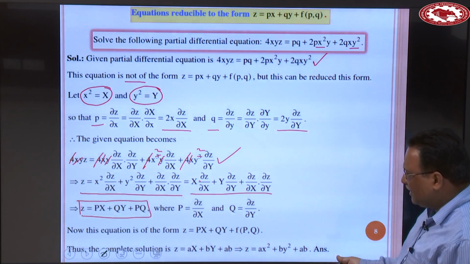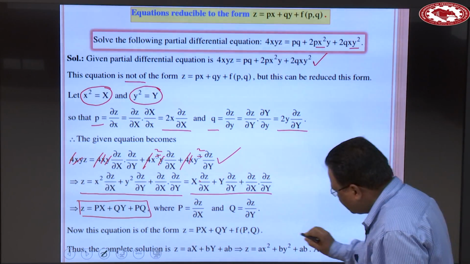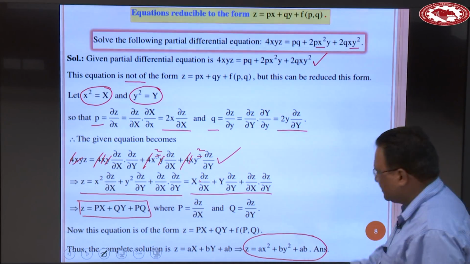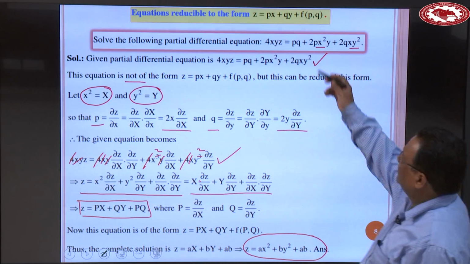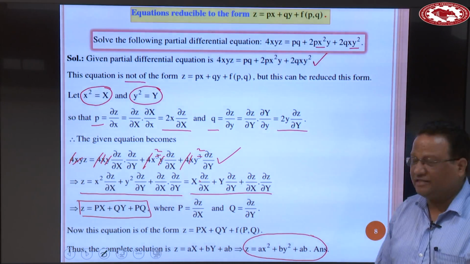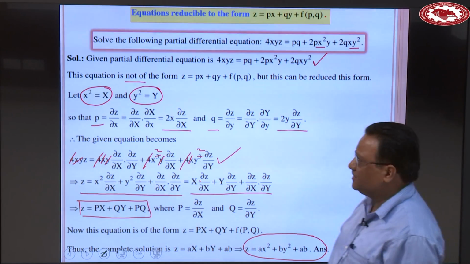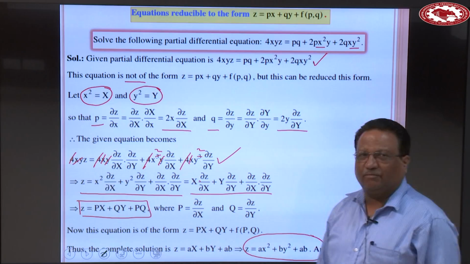Now substitute the value of x and y. So capital X is x square, capital Y is y square. So this one is the solution of this non-linear partial differential equation, which is of this form after reduction, okay, by substituting x square is equal to capital X, y square is equal to capital Y. So in this way you can solve these type of problems, ठीक है?